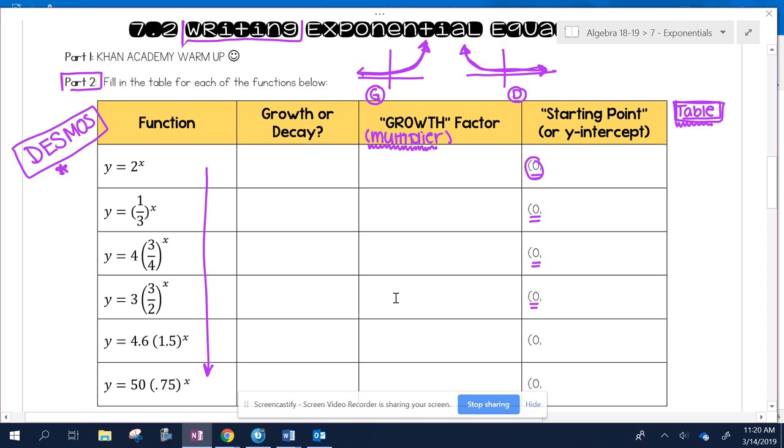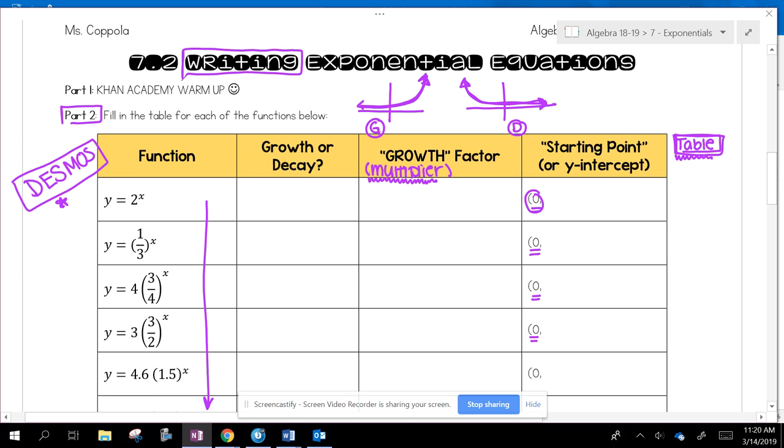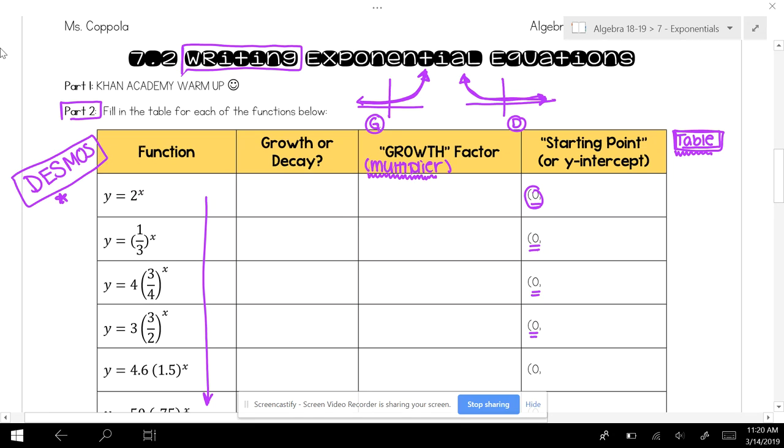Okay, hey guys, so what we're going to be doing is taking notes on how to write exponential equations. When we are looking at these, you're either looking for exponential growth, which means it's increasing as you approach infinity, or exponential decay. And if an exponential is decaying, it's going down, okay? So this is growth and this is decay.